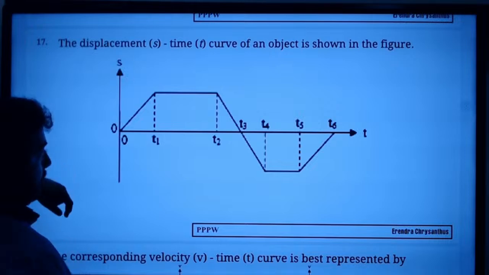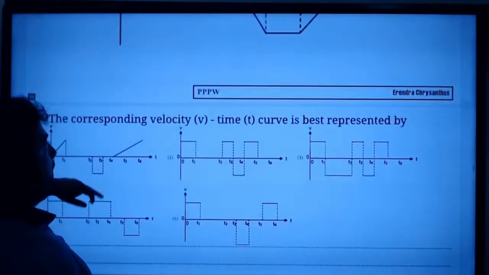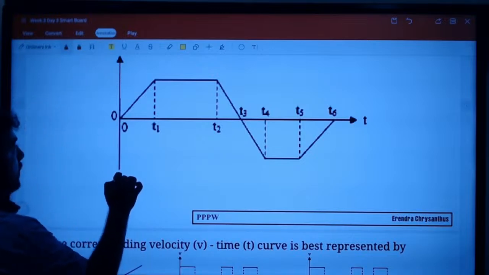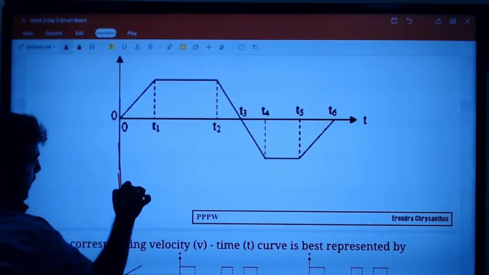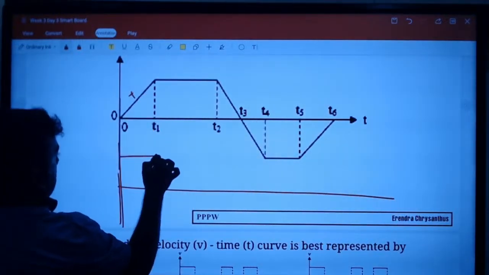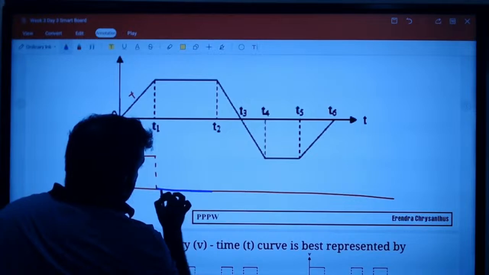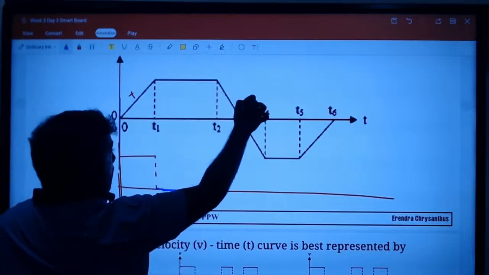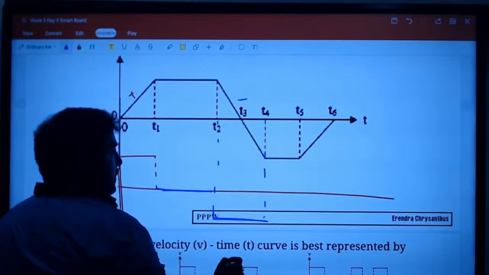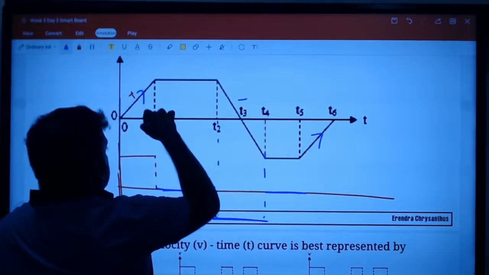Displacement time graph. Corresponding VT graph. Well, I think I should draw it here itself, easier. So here you go, the VT graph. Positive gradient, positive constant. 0 gradient, 0 velocity. Constant negative gradient, constant negative velocity. 0 means here. Positive gradient, are these two parallel? Yes.